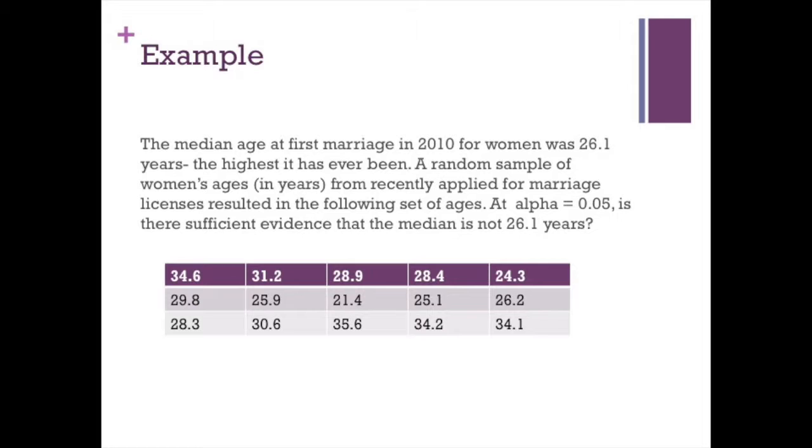Now we are going to go over an example and work through the steps of how to complete a sign test. The example is the median age at first marriage in 2010 for women was 26.1 years, the highest it has ever been. A random sample of women's ages from recently applied for marriage licenses resulted in the following set of ages. At alpha equals 0.05, is there sufficient evidence that the median is not 26.1 years? Below you will find a table of the data that was selected.